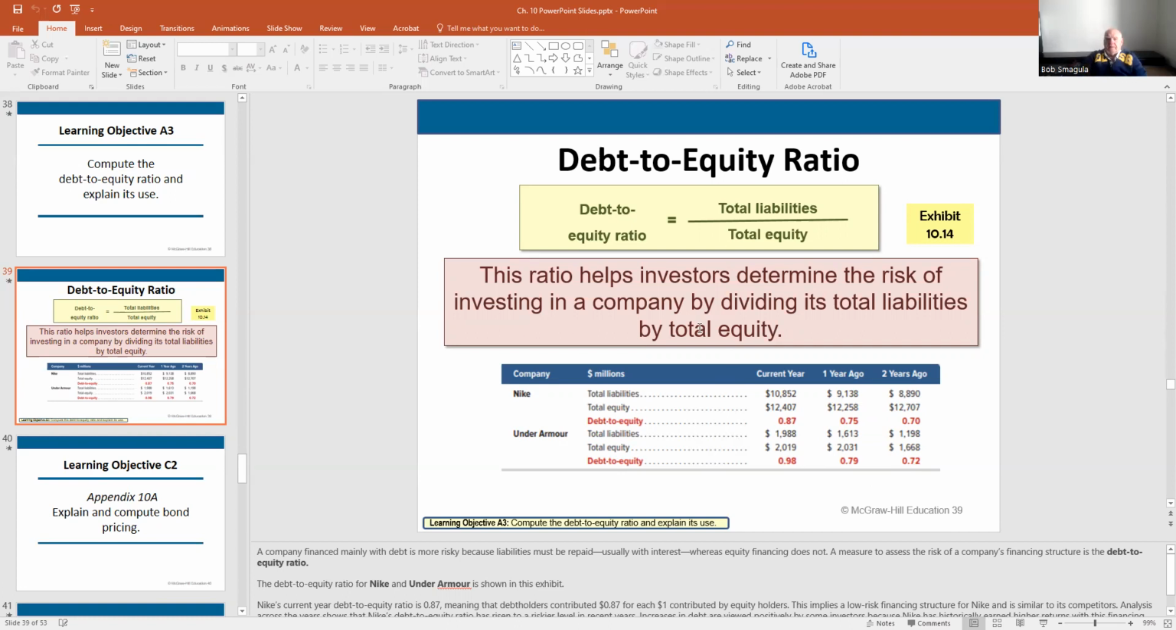This ratio determines the risk of investing in a company by dividing its total assets by its total equity. So if you're an investor here, you could say for every dollar of equity, Nike has 87 cents in liabilities. I don't know about you, that seems like a lot to me. That might be typical, again, in the sneaker world or sports apparel, okay? But it is a measurement that investors look at. Well, you like to see a low number there. It'd be great to see no liabilities, huh?